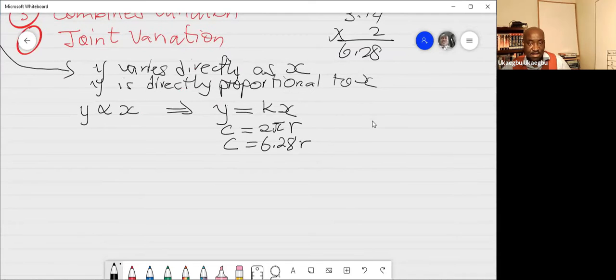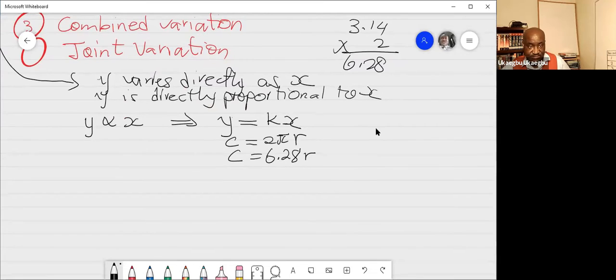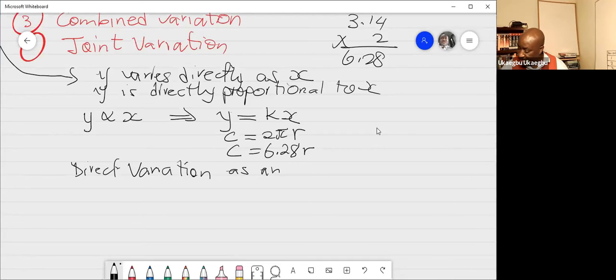produces a function that has a power, that has an exponent. Direct variation produces a function that has an exponent. So in that case, it is called direct variation as an nth power. So let's consider direct variation as an nth power.